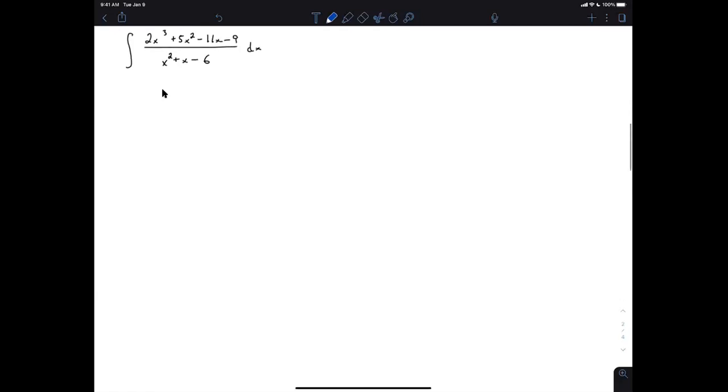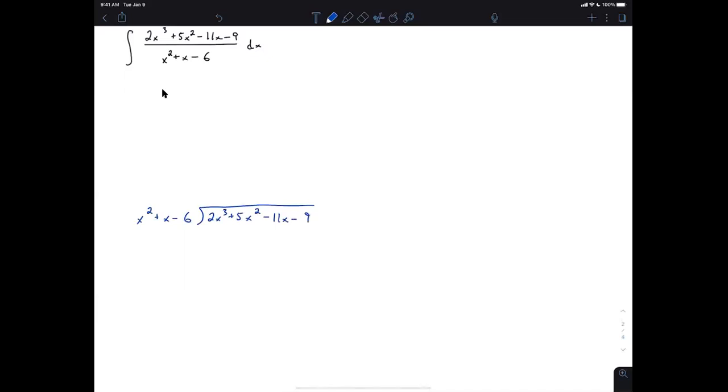There are a lot of steps to this, but we're going to review that quickly. We're going to do x squared plus x minus 6 into 2x to the third plus 5x squared minus 11x minus 9. This is something you should have learned at some point in algebra. If you did not, and you need more practice, we can talk about it at the review sessions tomorrow and do another one with long division. But we're going to go through it quickly.